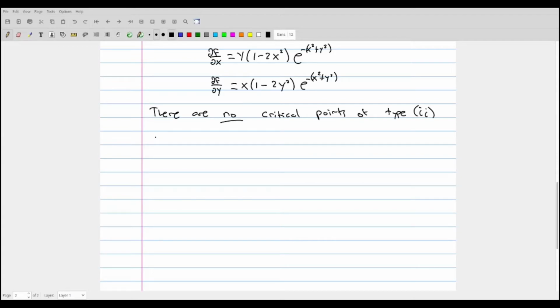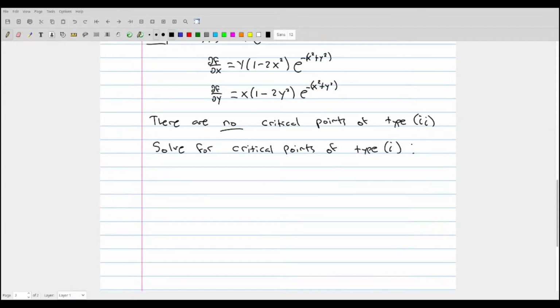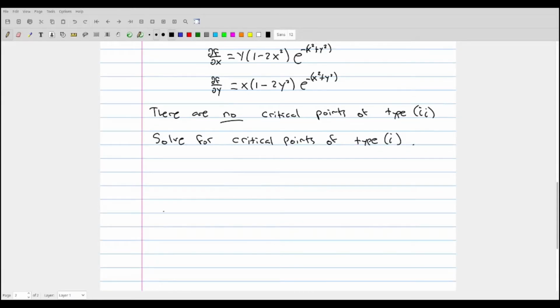So we need to figure out how to solve for the critical points of type 1. And in general, this can be done by taking the partial derivatives, setting them equal to 0, and then solving the resulting system of equations that you get.